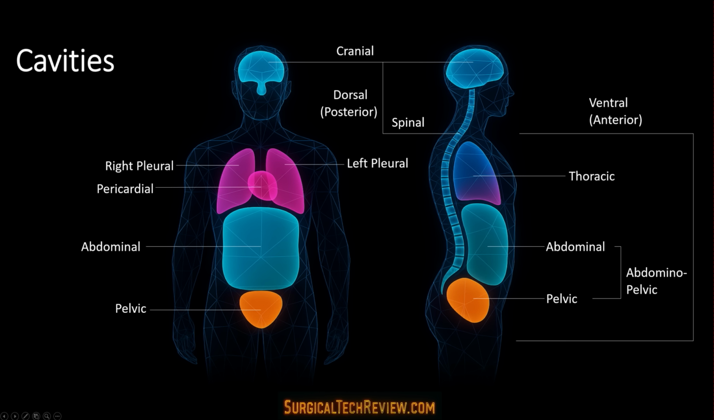The body cavities protect internal organs. The dorsal cavity includes the cranial and spinal cavities, while the ventral cavity houses organs of the thoracic and abdominopelvic regions. Inside the thoracic cavity, you'll find the right and left pleural cavities and the pericardial cavity surrounding the heart. The abdominopelvic cavity contains organs of digestion, reproduction, and elimination.